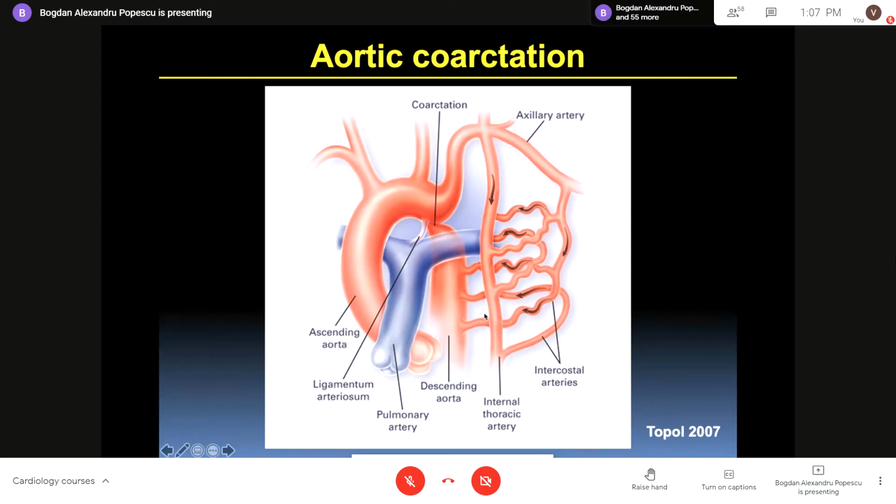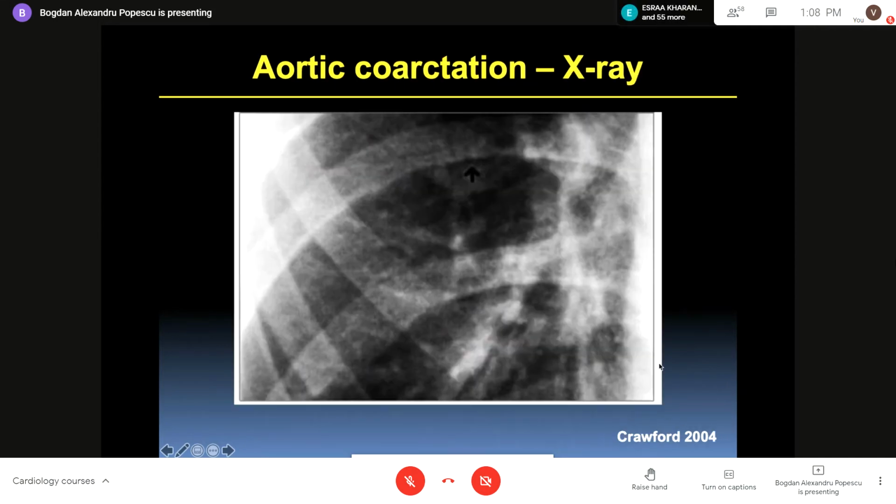These intercostal arteries, because the pressure will be high in all the vessels proximal to the narrowing, including in the internal thoracic artery, this will increase the caliber of the intercostal arteries and will try to bring blood to the descending aorta distal to the narrowing. But this will lead to a sign, and this is called rib erosion.